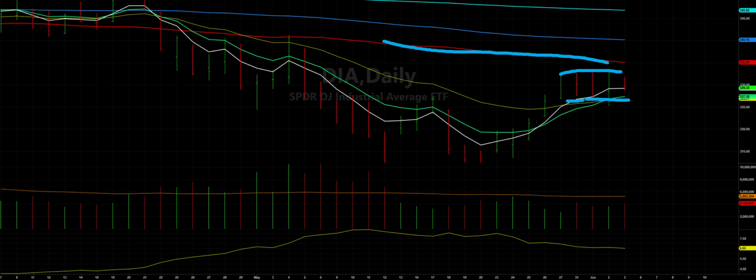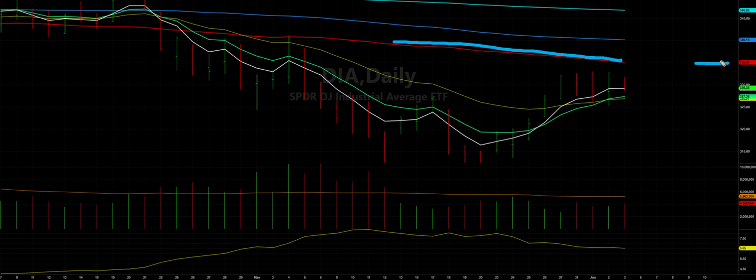But we got overhead resistance. We're going to make this very simple and easy to remember. Look out for the overhead resistance. It's at 335.09. The market closed, the Dow Jones closed at right around 329. So we have to watch out for this overhead 50-day downward trending moving average. That's overhead resistance. That can be a problem.